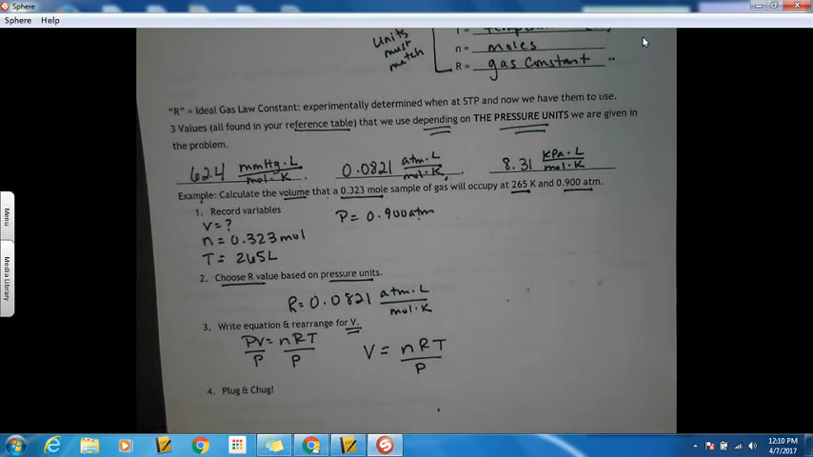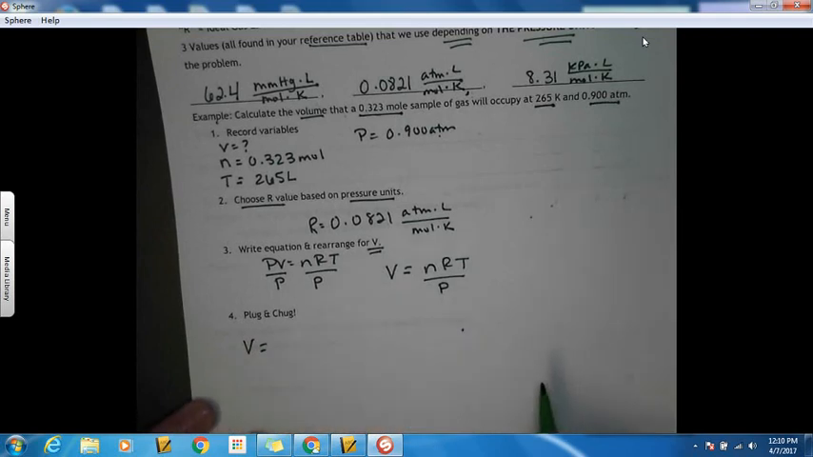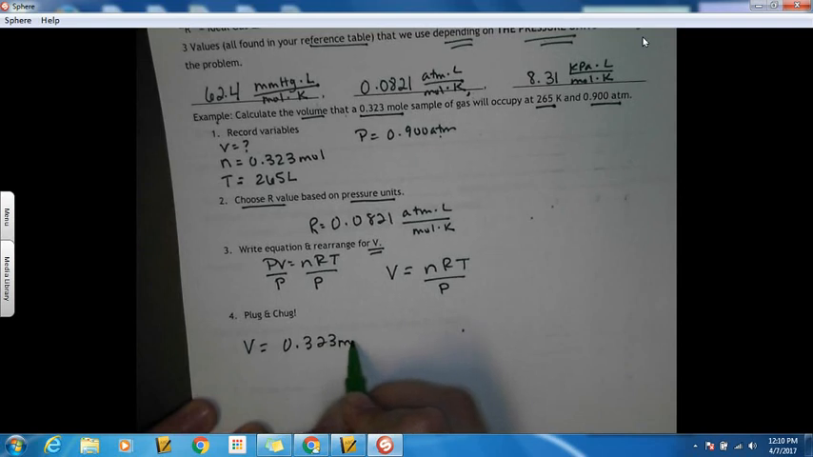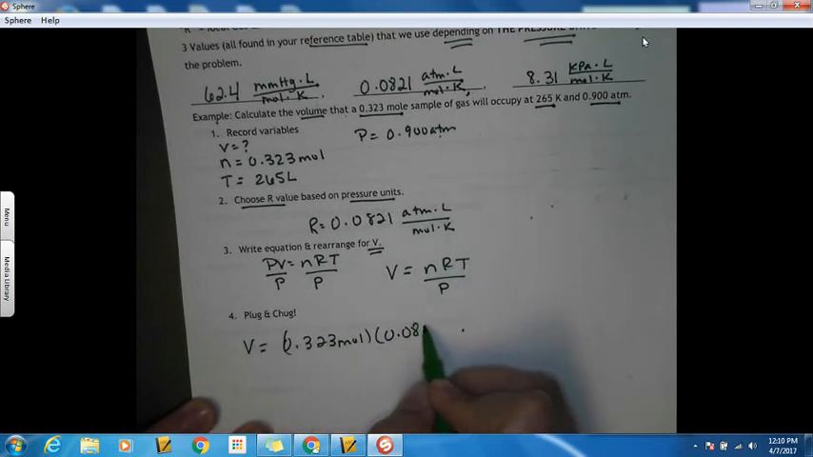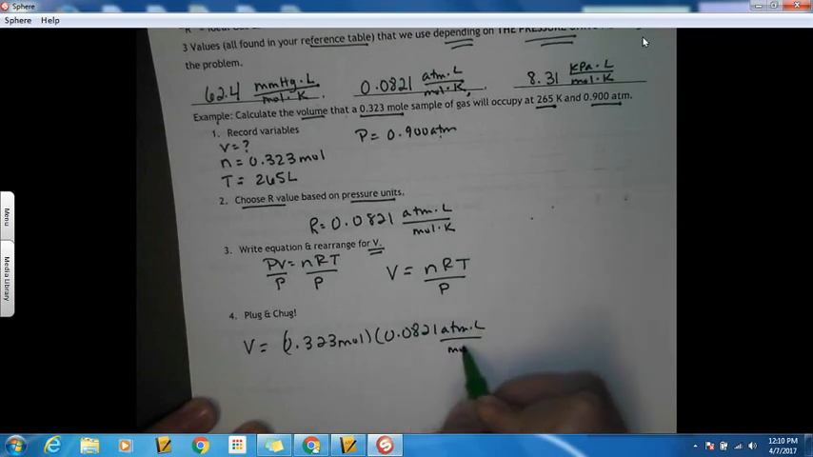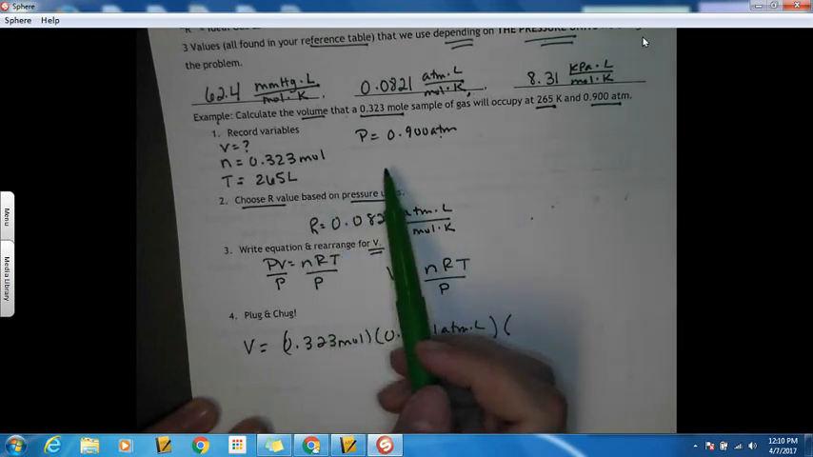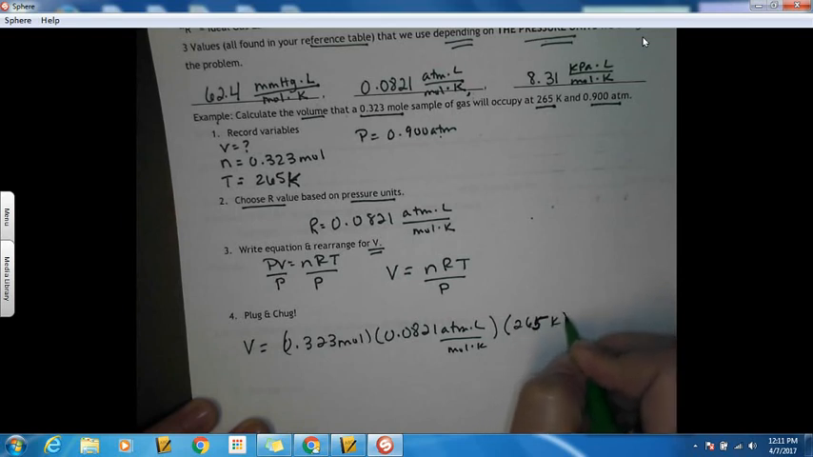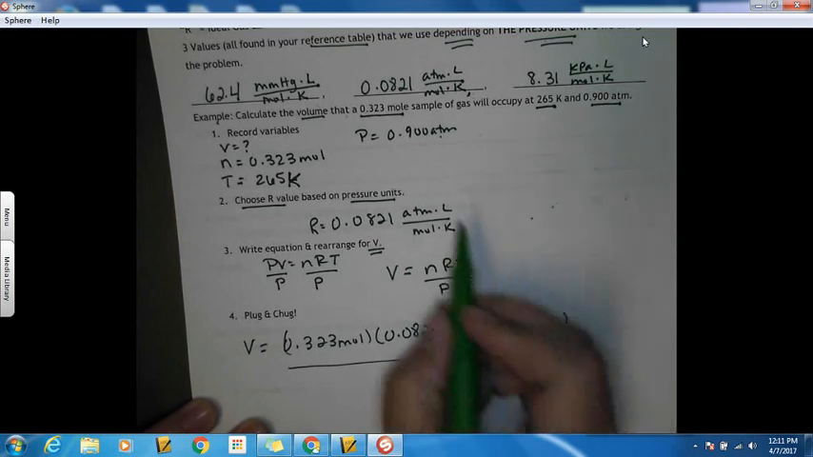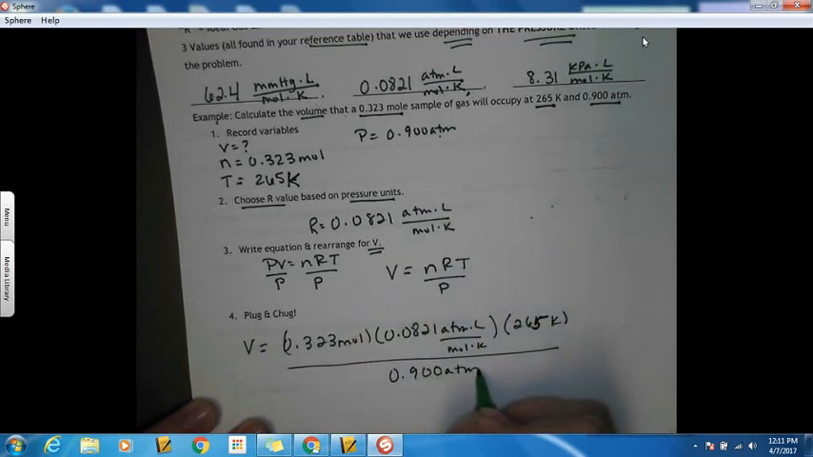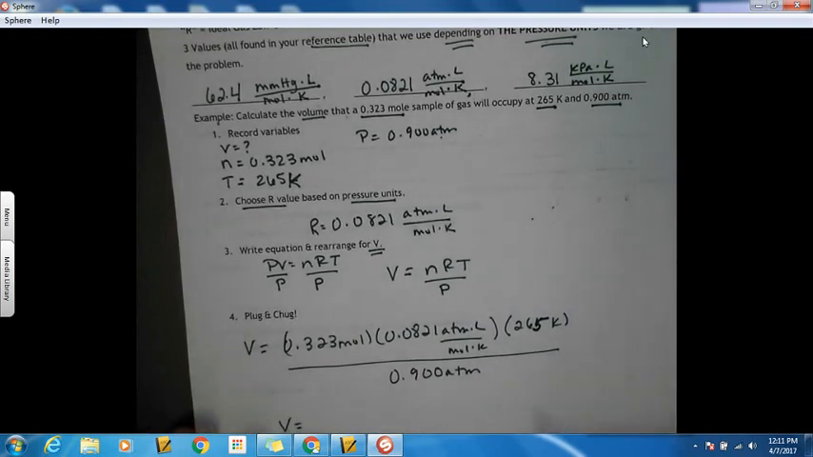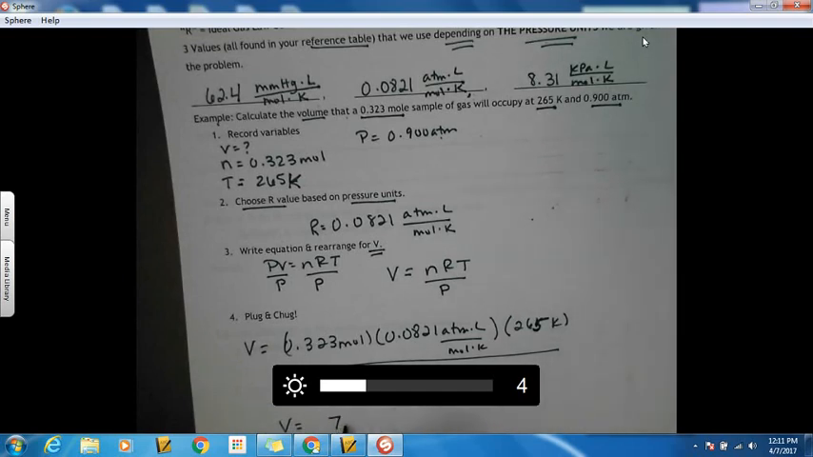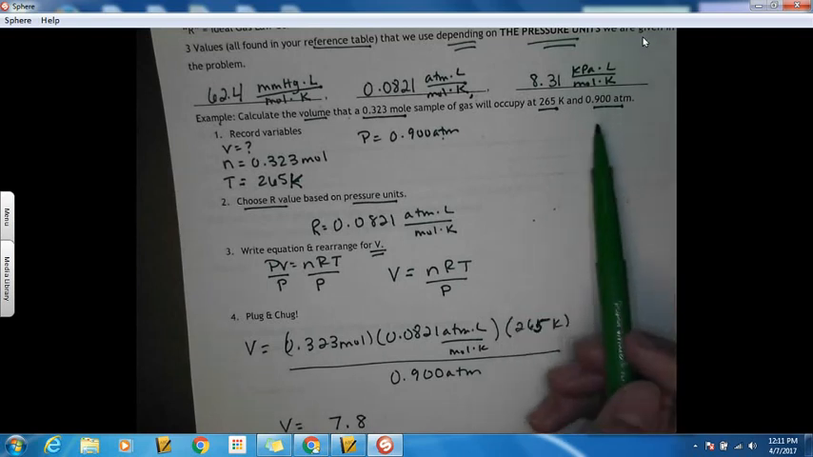So our volume will be equal to our number of moles, which is 0.323, times our R, we chose 0.0821, times our temperature, which has to be in Kelvin, was given to us as 265. And then we're going to divide all of that by our pressure, which was 0.9 atm. Alright, and then we will calculate our volume. So we multiply 0.323 times 0.0821 times 265 and divide by 0.9. And we get 7.08. And let's look at our significant figures. We have 3 here, 3 there, 3 there. So we'll round that to 7.01.